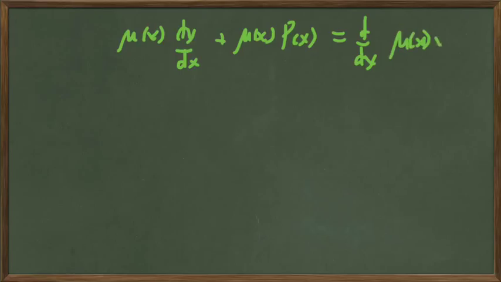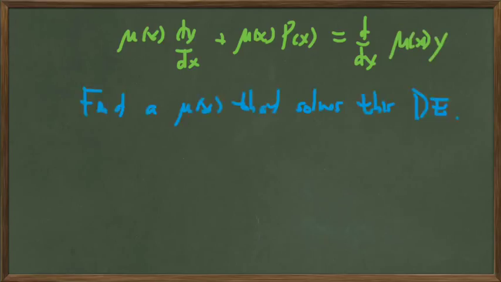We're trying to find a mu of x that solves this differential equation, because then we'll be able to write the left-hand side of the differential equation like this, which is a much simpler way to write it, and it will lead to it being very easy to solve. So let's first solve this differential equation.